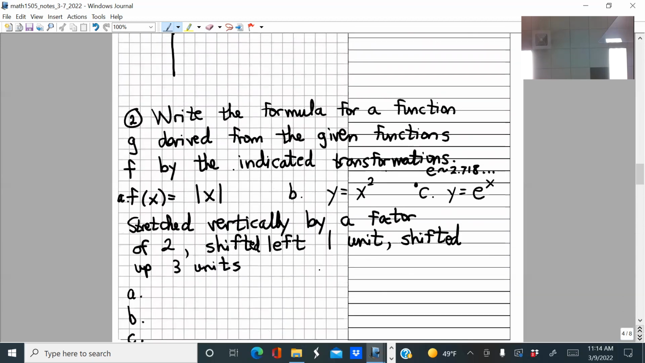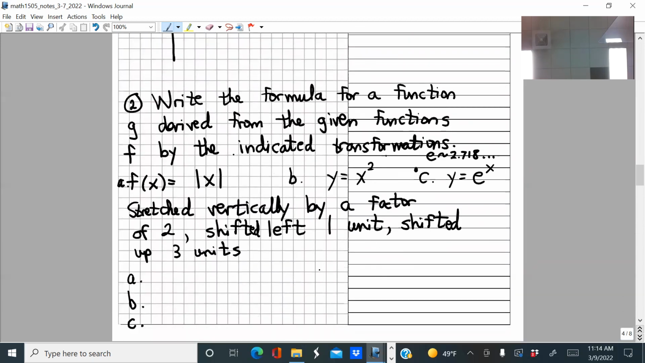Let me make it easier. All right, so here we have some functions. I'm not even going to make a graph of them. One of them is absolute value of x. That's pretty easy to graph, though. One of them is x squared, and one of them is e to the x power. Now that's a little bit tougher to graph.